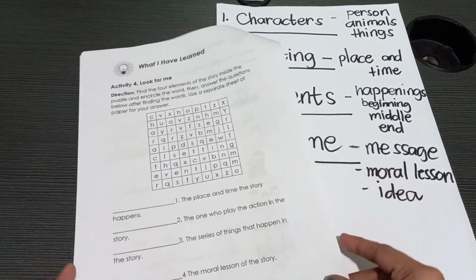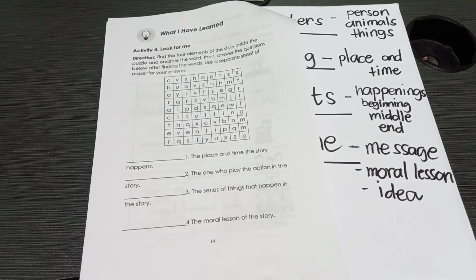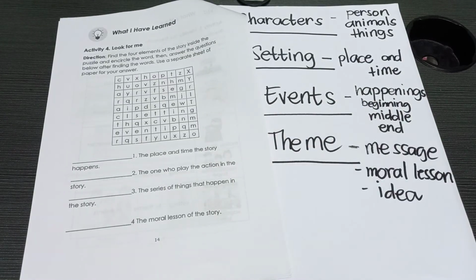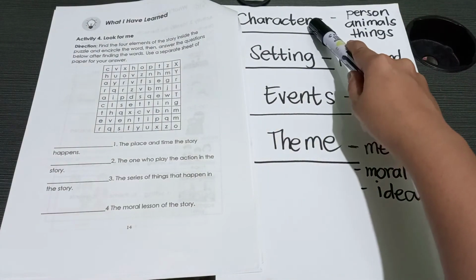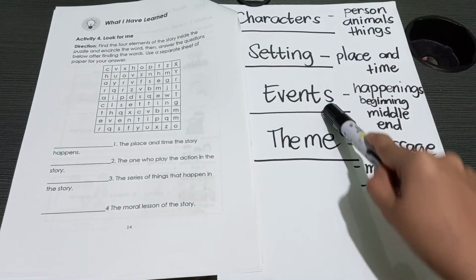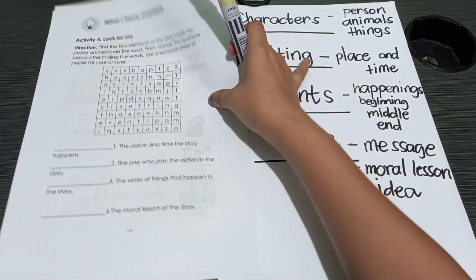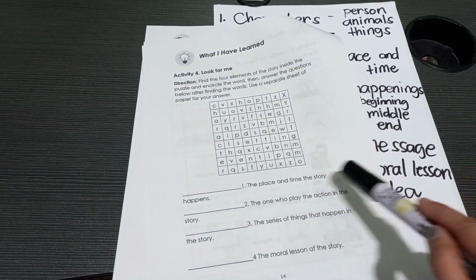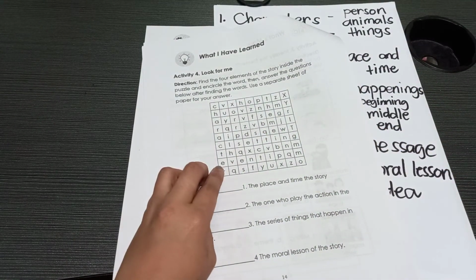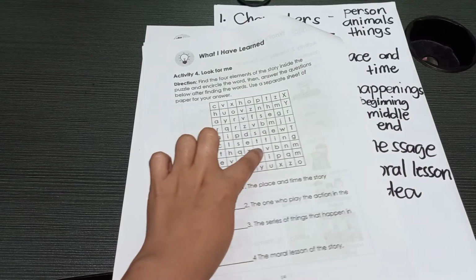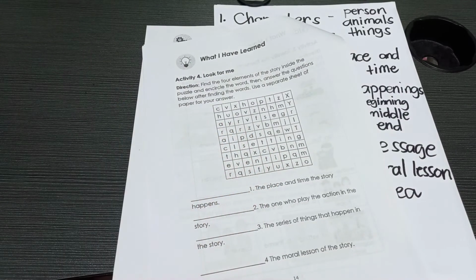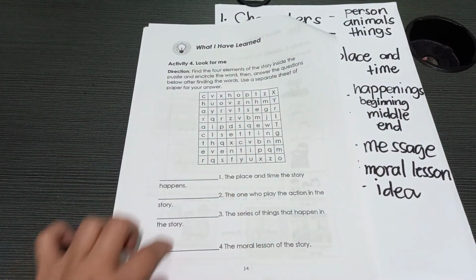Next, what I have learned. Find the 4 elements of the story inside the puzzle and encircle the word. Then answer the questions below after finding the words. So, find these words. Characters, setting, event, and theme. Pangitaa diha og lingini. Oh, example, event. So, lingini na siya. Okay? Then answer the questions below.